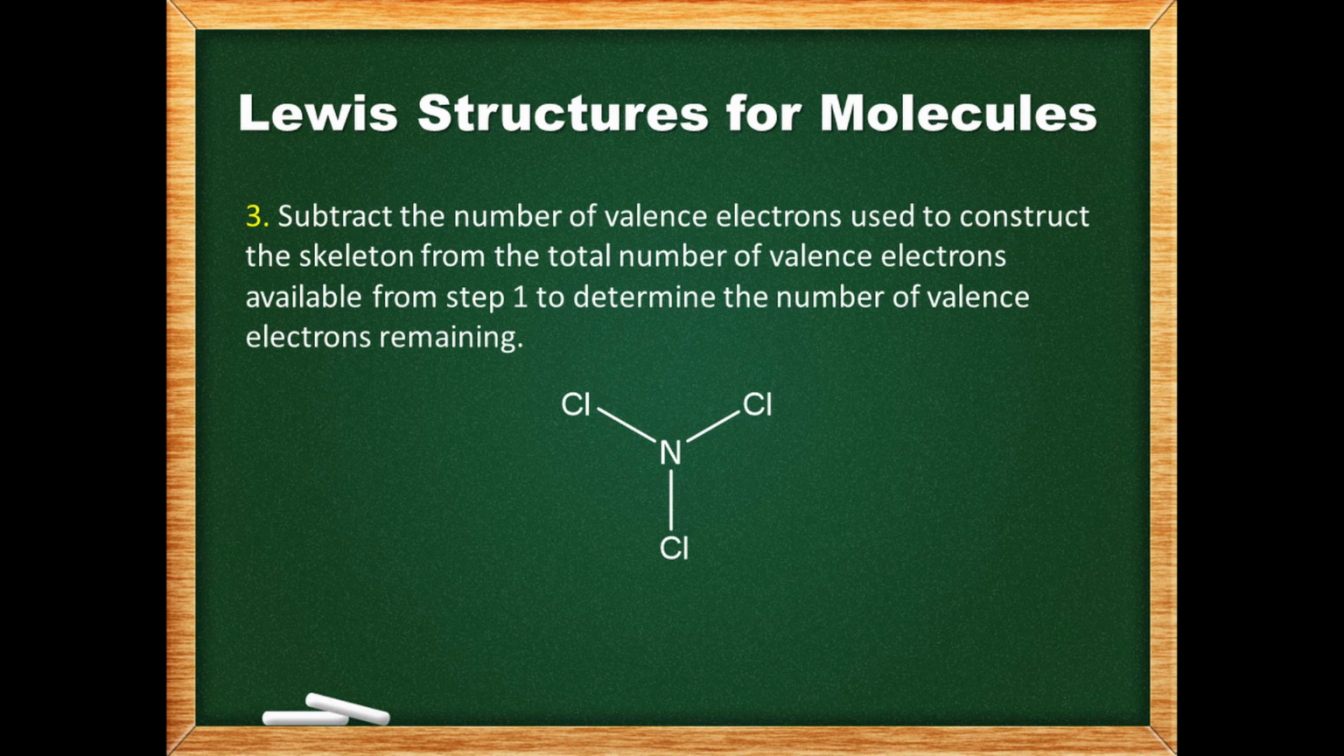Step 3 is to subtract the number of valence electrons used to construct the skeleton from the total number of valence electrons available from step 1. This allows us to determine the number of valence electrons remaining. The total number of valence electrons available that was calculated earlier was 26. And in our skeleton we have 3 bonds each containing 2 electrons. The result is we have 20 electrons remaining.